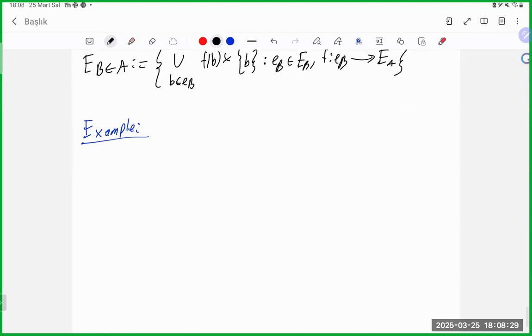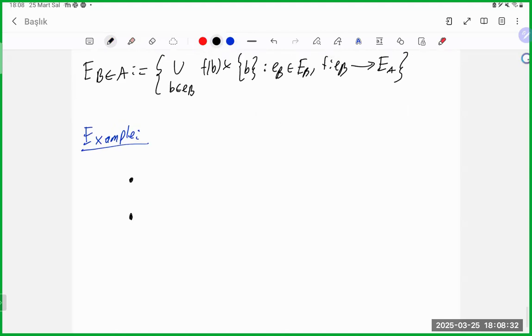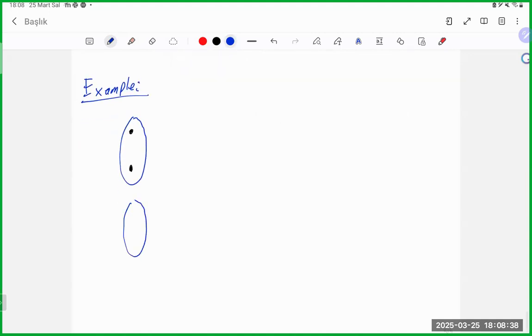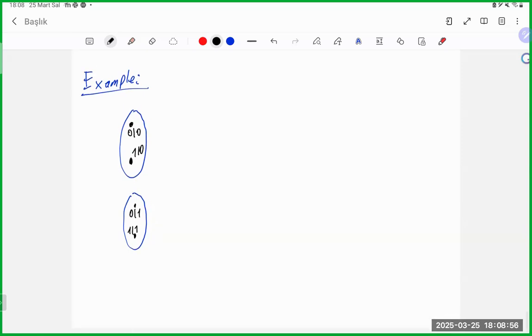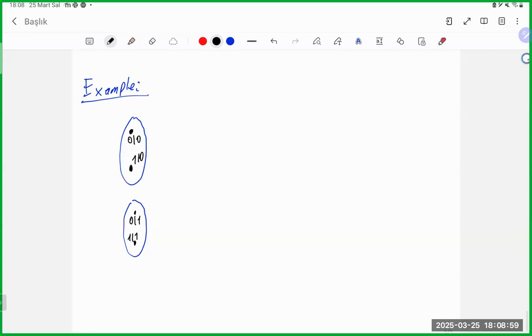So let's say the two parties have two measurement choices with two outcomes. I will label this measurement as 0, and I will label the outcomes as 0 and 1. And I will label this measurement as 1. So let's say these are Alice's two binary measurements.